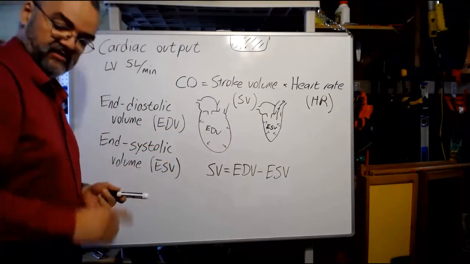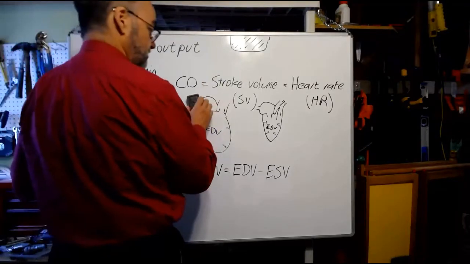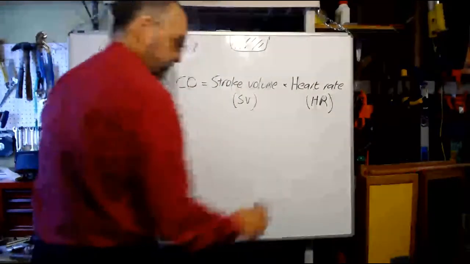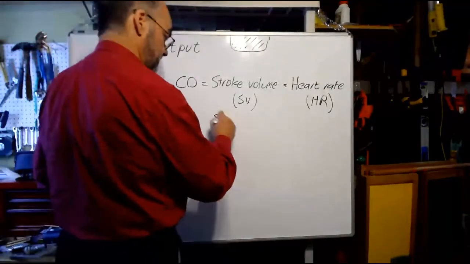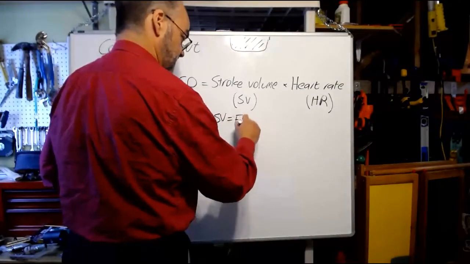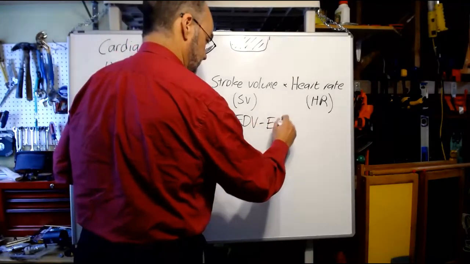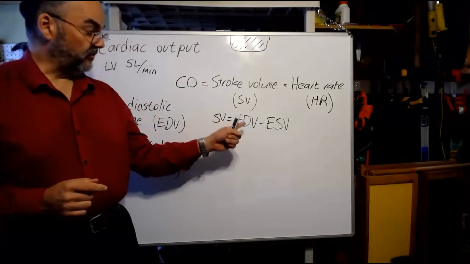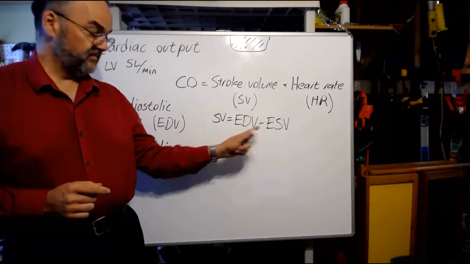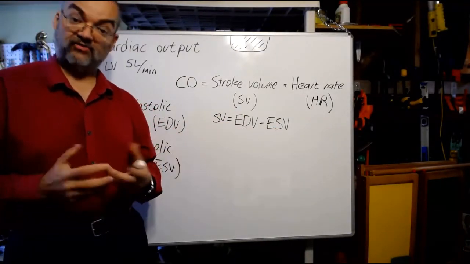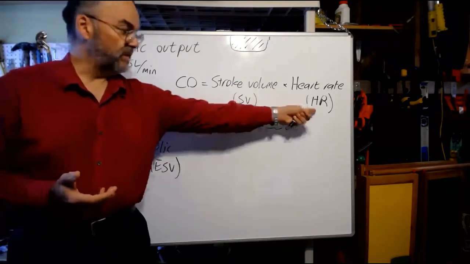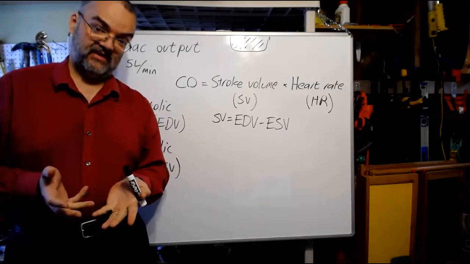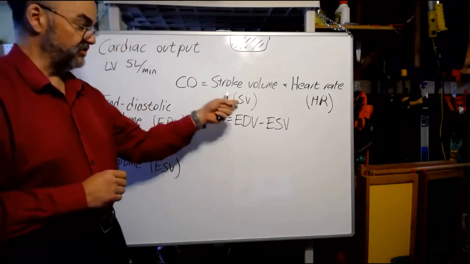So really, we could add to this equation that stroke volume is end diastolic volume minus end systolic volume. So by increasing that or decreasing that, we can make our stroke volume bigger. We can then also increase our heart rate, and all of those together can make our cardiac output greater. So let's talk for a moment about what can change these things.